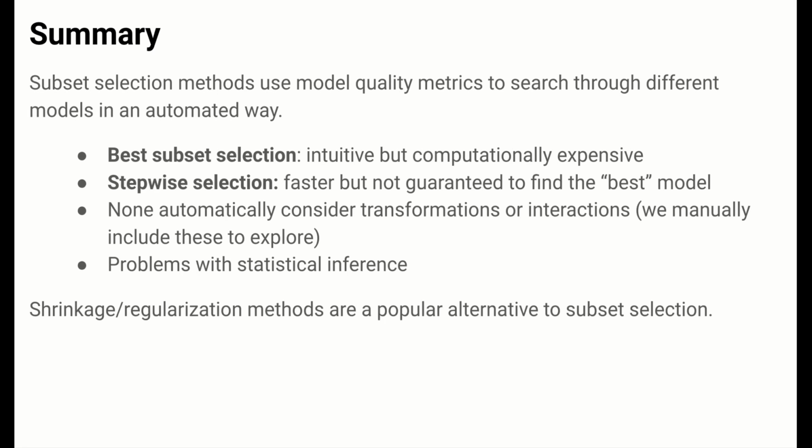So, in summary, we've looked at subset selection methods that use model quality metrics to search through different models to guide model building in an automated way. Best subset selection is intuitive but computationally expensive with large numbers of predictors. Stepwise selection methods are faster, but aren't guaranteed to find the best subset of predictors. They're greedy algorithms. None of these methods automatically consider variable transformations or interactions. We have to manually include transformations or interaction terms to explore them. And finally, these methods have problems with statistical inference on the final selected model.